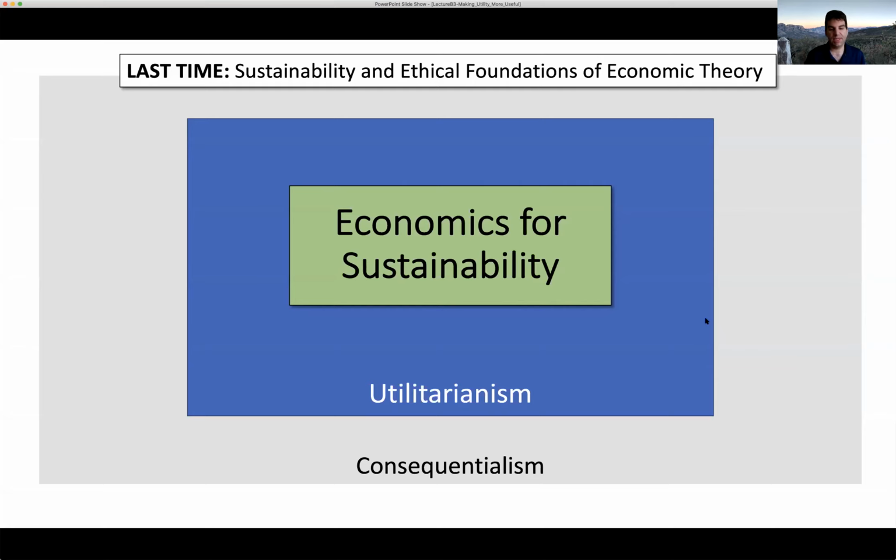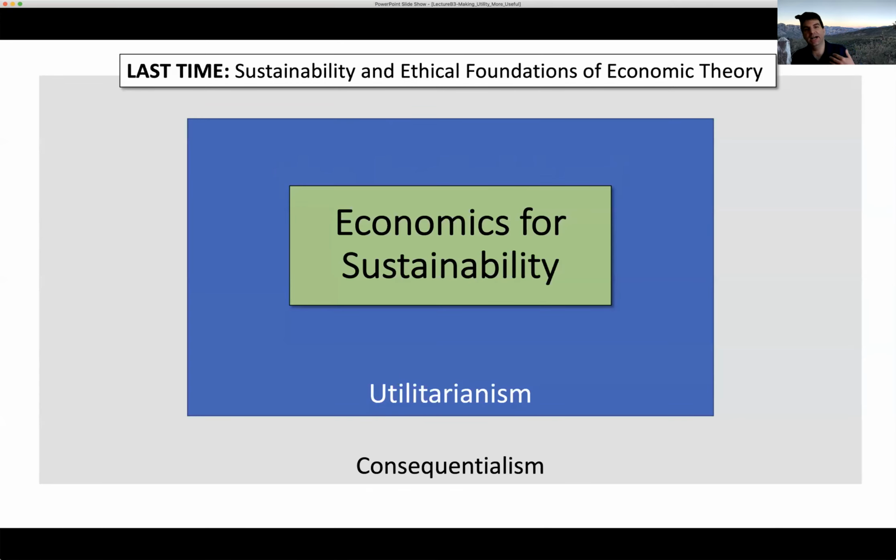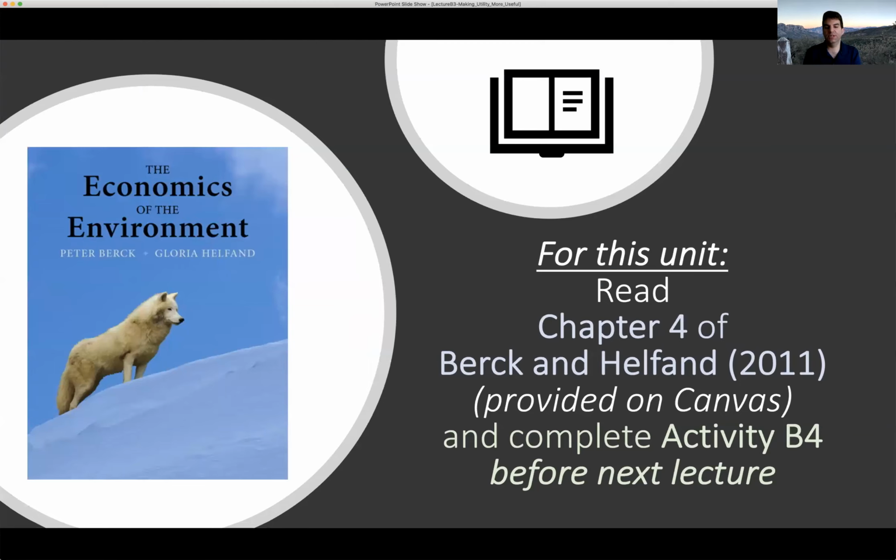So we've been talking about this utilitarian perspective. Utility is all about finding a way to quantify the costs and benefits at an individual level and at a society level. And we're focusing on the individual level here.